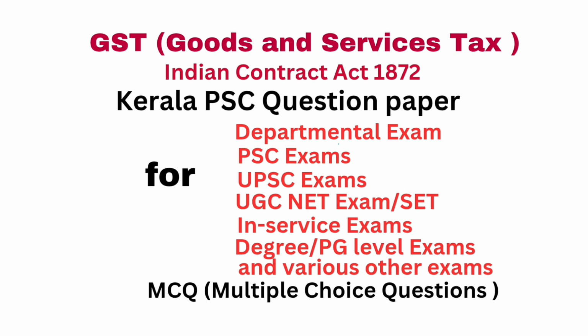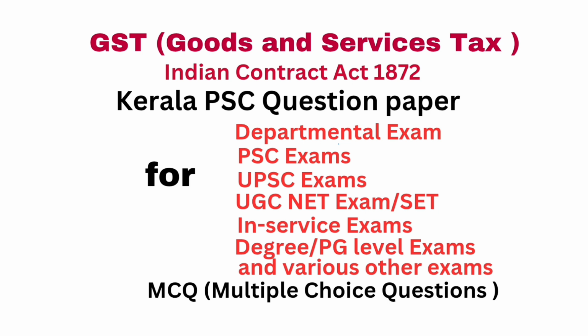Question number 69. Which section deals with the performance of reciprocal promises? Answer 51. Question number 70. A contracts to sing at a concert for ₹1,000 received in advance. But A is too ill to sing. Then what is the compensation to be given to B by A? Answer, refund advance received to B.